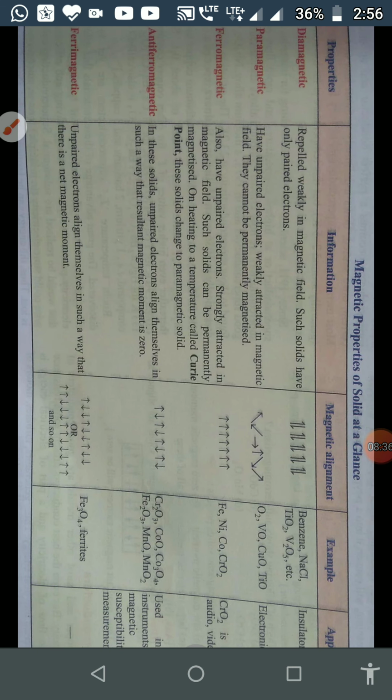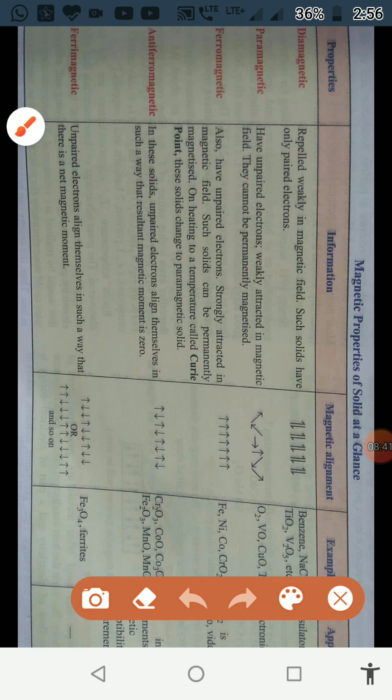Next, we shall sum up all the things we have studied: diamagnetic substance, paramagnetic substance, ferromagnetic substance, antiferromagnetic substance, and ferrimagnetic substance. A diamagnetic substance is one which is weakly repelled by the magnetic field. Examples are benzene, sodium chloride, titanium oxide and so on. The alignment of the domains is as such.